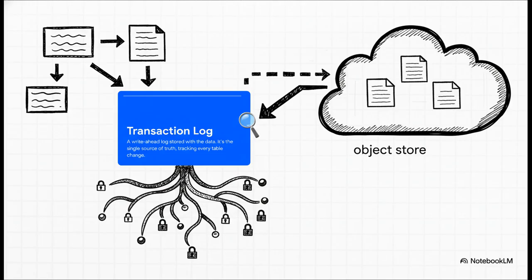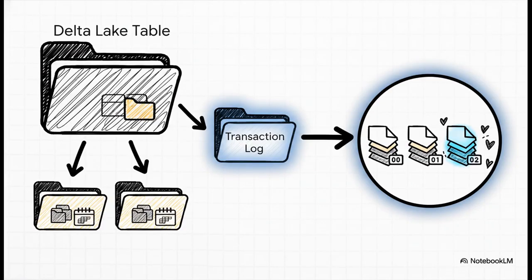And the cool part? It's not some separate, complex database. It's just a set of files living right there in your object storage, right alongside your Parquet data. This log becomes the single source of truth, and it's what brings those glorious ACID transactions into the wild world of data lakes.